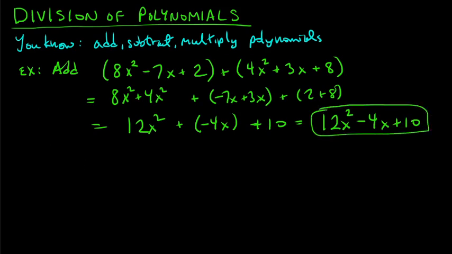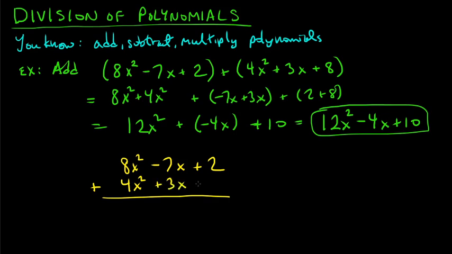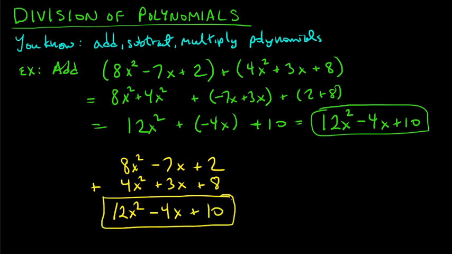And in fact, it might be easier to write them vertically. So 8x squared minus 7x plus 2, and you're going to add it to 4x squared plus 3x plus 8. When you see it that way, I think it's even easier. 8x squared plus 4x squared is 12x squared. Negative 7x plus 3x is negative 4x. And then 2 plus 8 is 10. So, same answer as before.